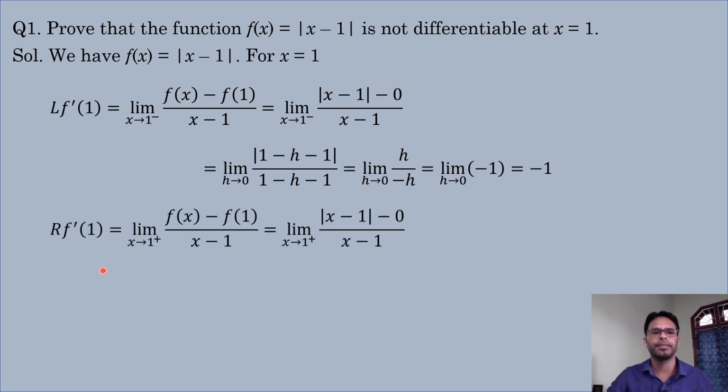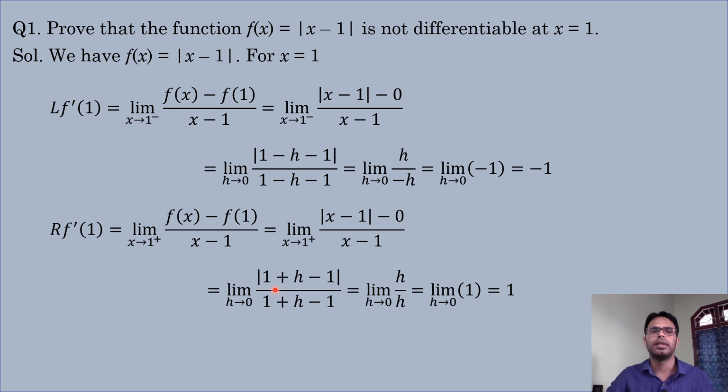Similarly find the right hand limit. R(f)(1) is the limit x tends to 1 plus of f(x) minus f(1) divided by x minus 1, the rest remaining the same as done earlier. H tends to 0, x is replaced by 1 plus h, f(1) is 0, and this is 1 plus h minus 1, the 1s cancel, mod h is h, divided by h, so the right hand limit is 1. So left hand derivative is minus 1, right hand derivative is 1. They are not equal, hence the function is not differentiable at x is equal to 1.